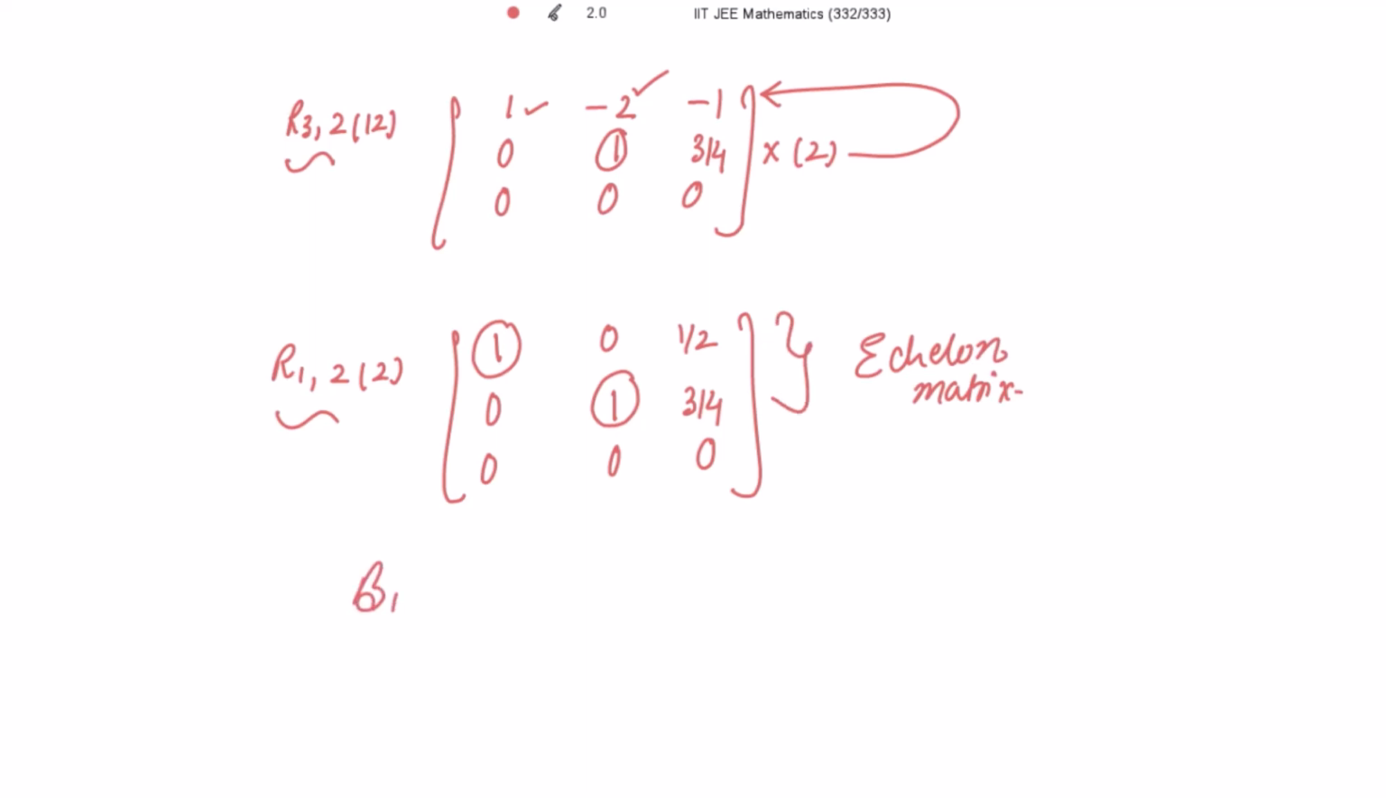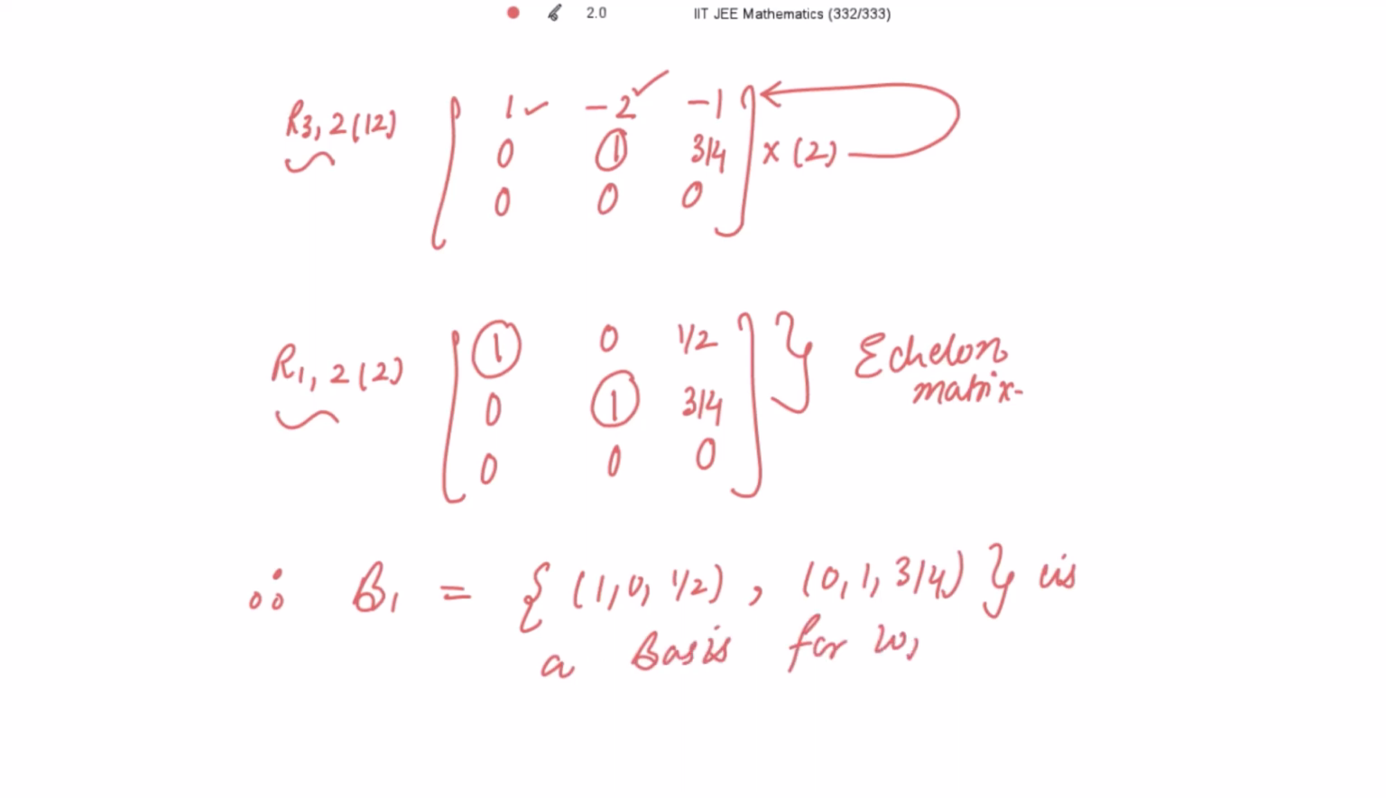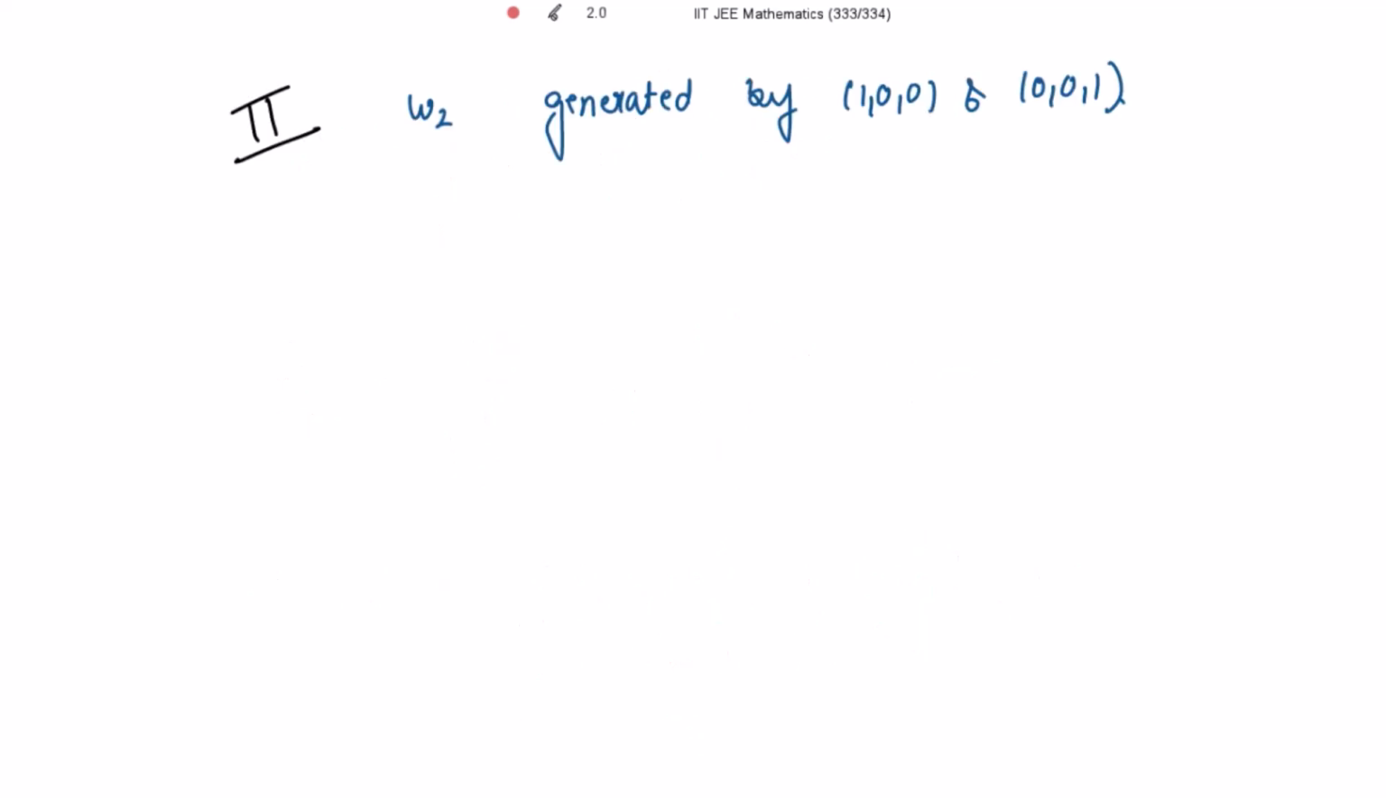So the basis for W1, that is B1, is equal to (1, 0, 1/2) and (0, 1, 3/4). That is a basis for W1. And how many elements are present in this basis? 2, right? So the dimension of W1 is equal to 2. Very fine. Alright. Let's move on to the second part, to find the dimension for W2.